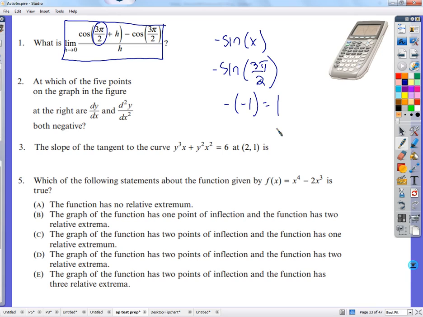So you don't have to do the same method. I just recognize that what this is trying to do is the hard way of finding the derivative. So we'll just shortcut it, find the derivative the easy way, and plug in 3 pi over 2. There you have it.